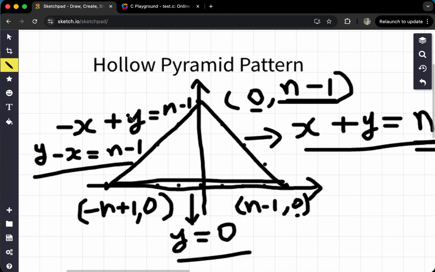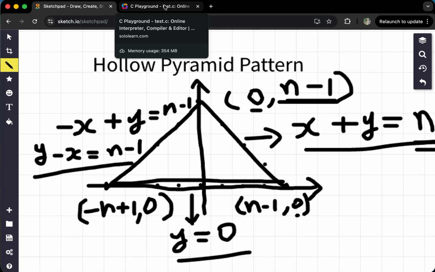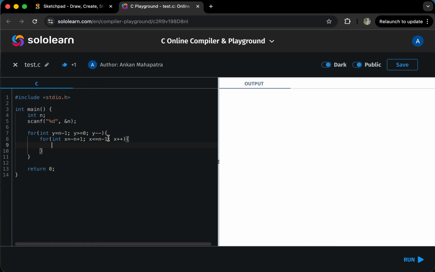Now we are at each point. So at each point, there are two options, either to print a symbol or to print a space. So if any of these line equations satisfies for a given point, then we have to print a symbol, or else we have to print a space. So let's add that condition.